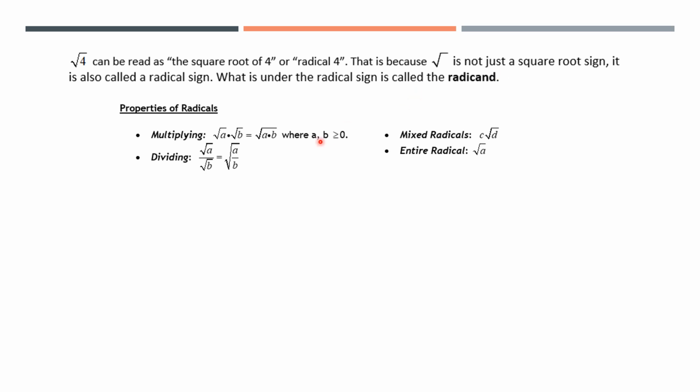Here's some properties of radicals. So we're going to go through these properties as we do the examples. Example 1, we're going to simplify each one of these. So first of all, simplifying a radical means you want to put it in lowest terms. Well, what does that mean?